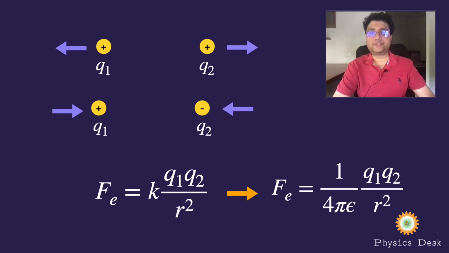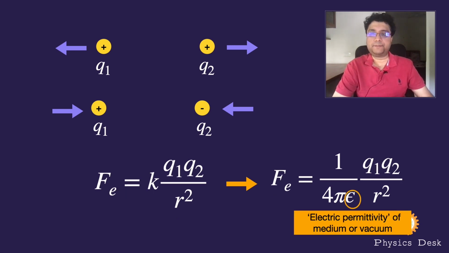We can also write this constant k in terms of another constant called epsilon. Therefore, the force equation becomes 1 by 4 pi epsilon q1 q2 by r square. The reason for representing k in terms of another constant is mainly historical, where the area of the sphere, that is 4 pi r square, is incorporated in the denominator. Here epsilon gives us the permittivity of the medium in which the charges are placed.